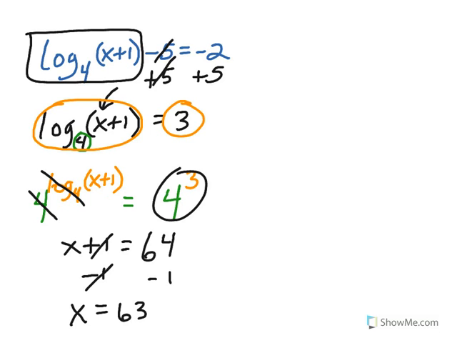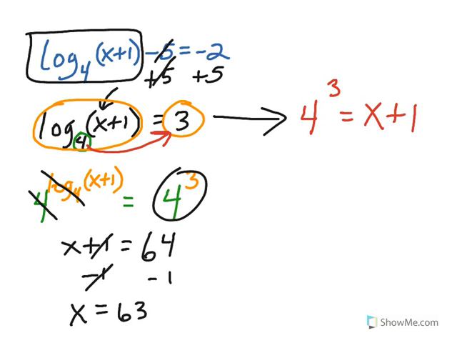Now the other way to approach this, and it's not always easy to do, especially depending on the numbers you have to work with, but once I get to this point right here, I can treat this a different way. We could write this in exponential form. 4 to the third power equals x plus 1.